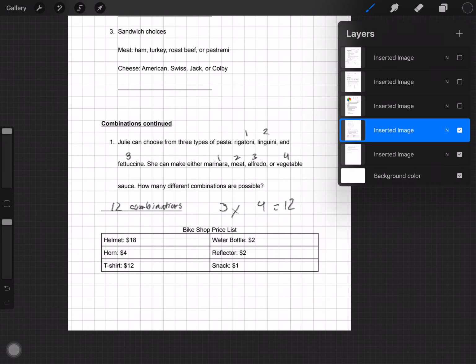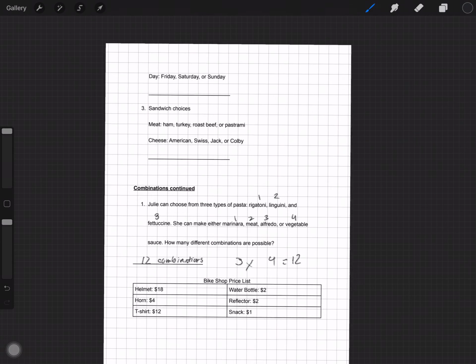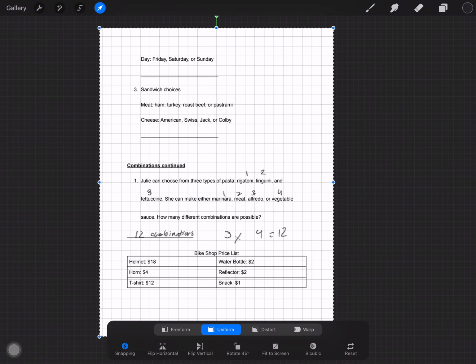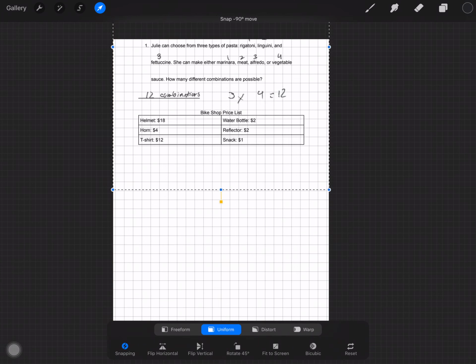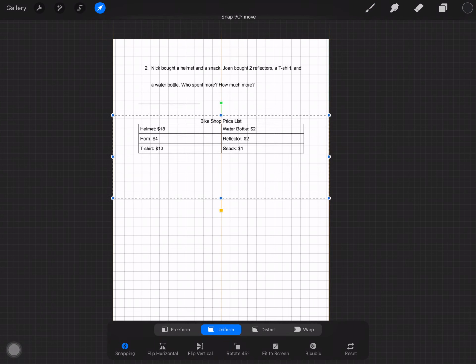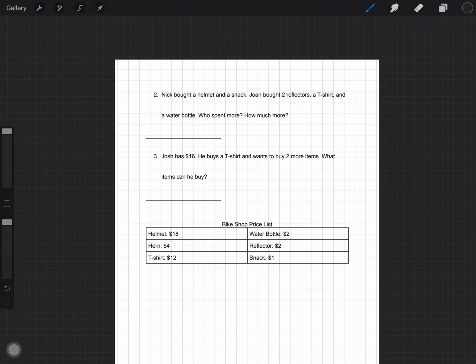Okay. This is about the question on this page. I think the bike shop price. So we're going to grab this and go like this. Okay, we're gonna look at it all together.